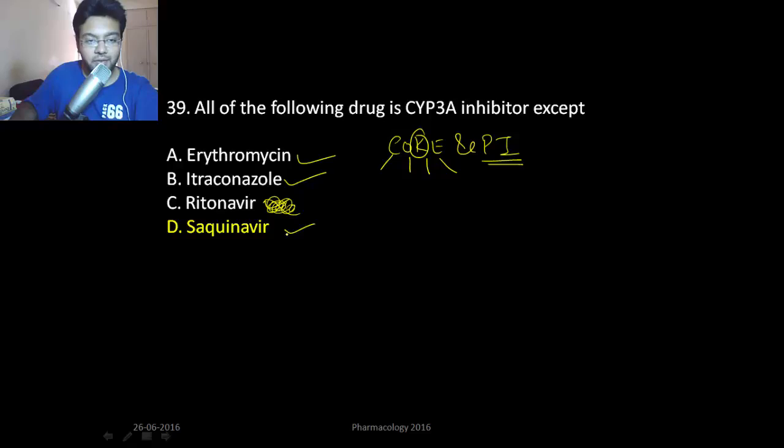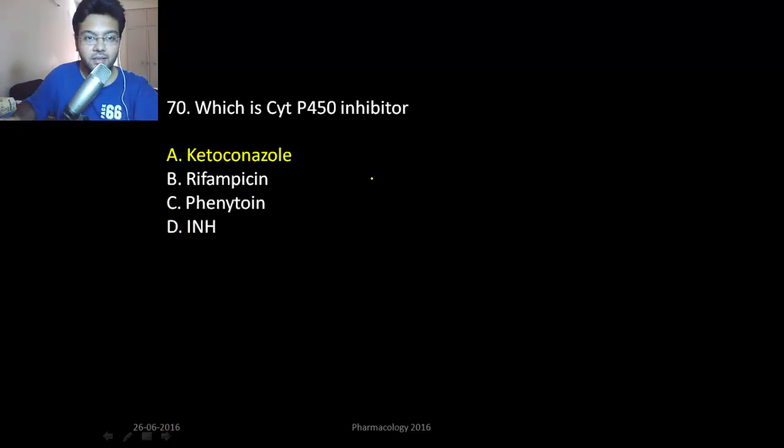It is given in the reference that saquinavir is less of a cytochrome inhibitor than all of the other protease inhibitors. So you got to remember this. The odd one out is saquinavir. Which is the cytochrome enzyme inhibitor? Again, the CYP3A4 inhibitors, ketoconazole, right? The inducers were PCBRA.